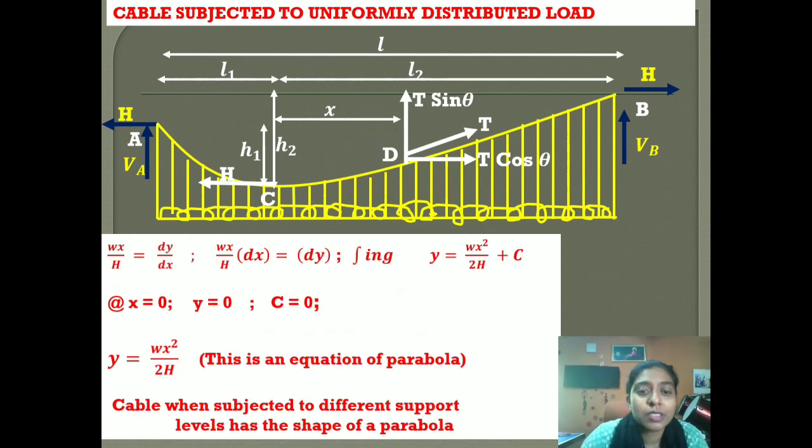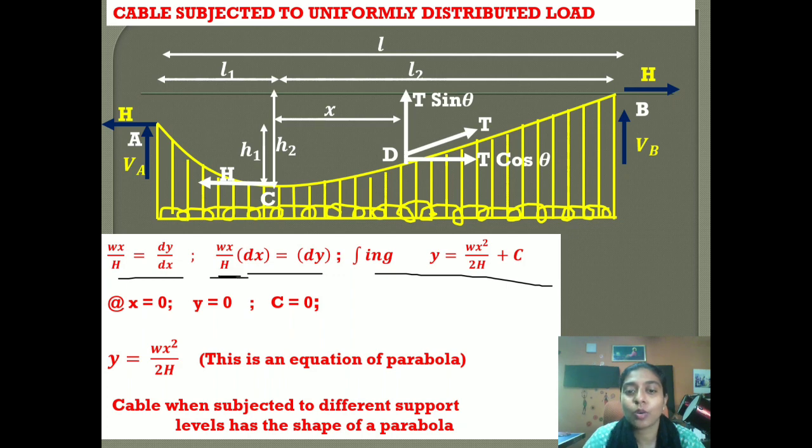So now we obtained Wx by H, that is tan theta, is equal to dy by dx. Cross multiplying dx, Wx by H into dx is equal to dy. We integrate this, and we get y is equal to Wx square by 2H plus c, where c is the constant of integration.